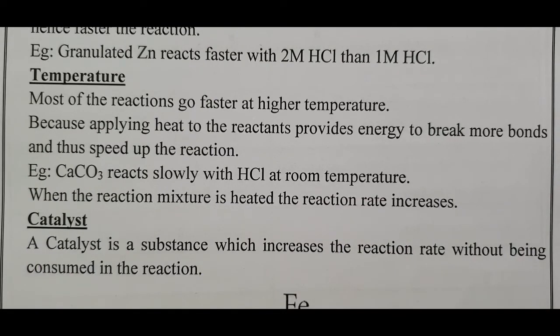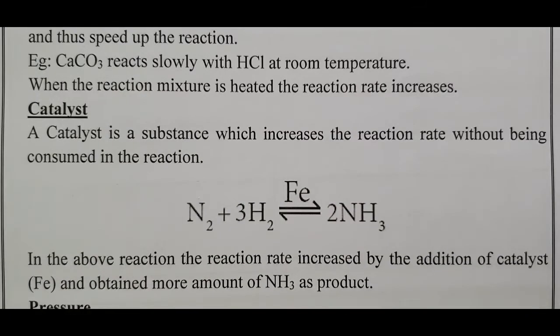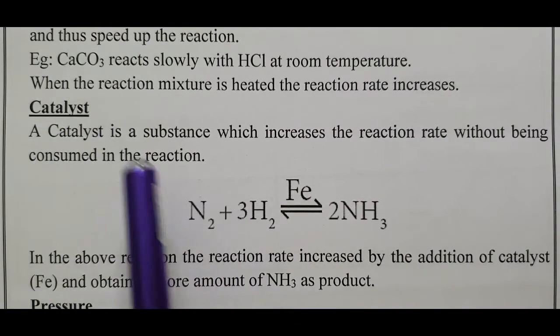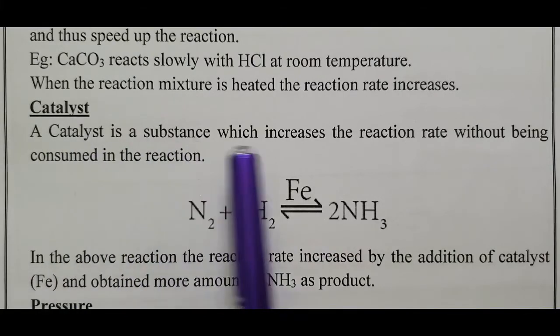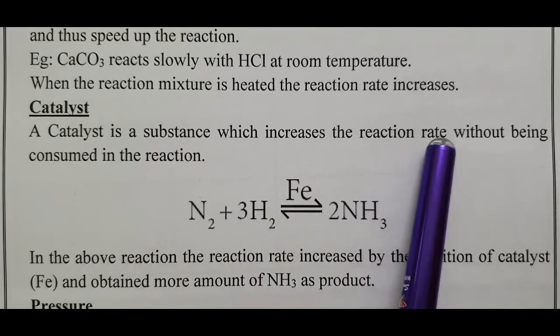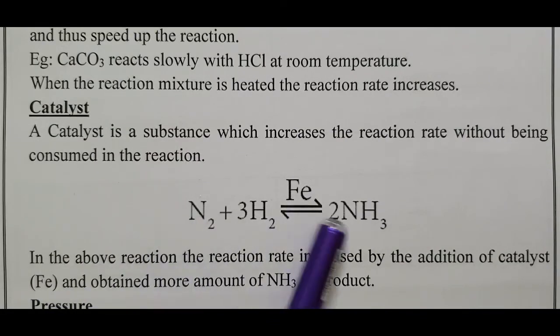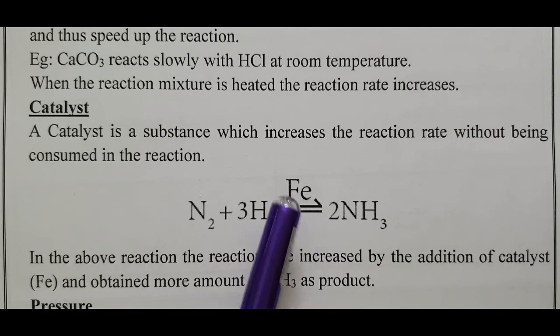Coming to the third factor influencing the speed of a chemical reaction: the catalyst. A catalyst is a substance which increases the reaction rate without being consumed in the reaction. In the Haber process for the manufacture of ammonia, iron is used as a catalyst.